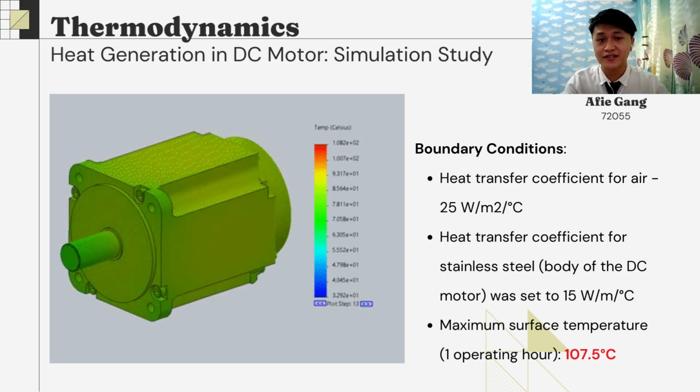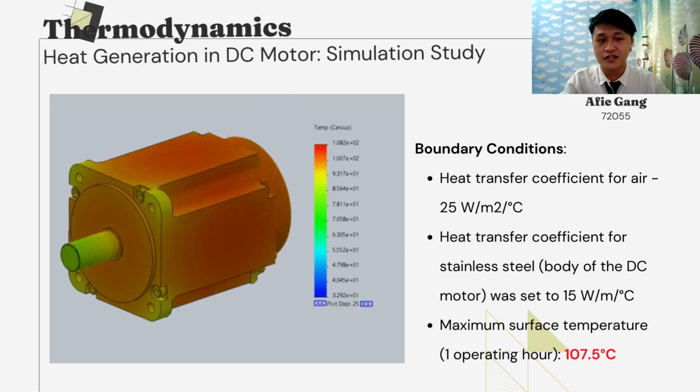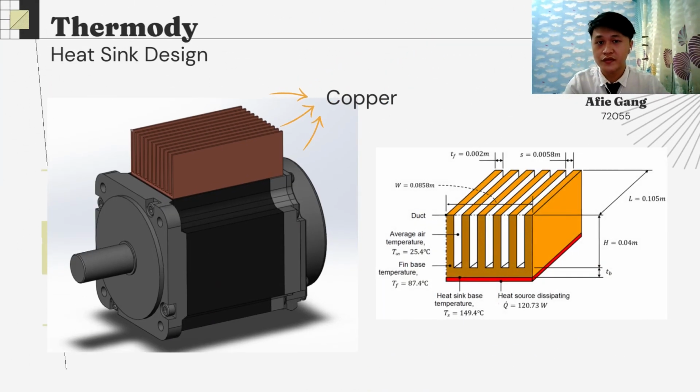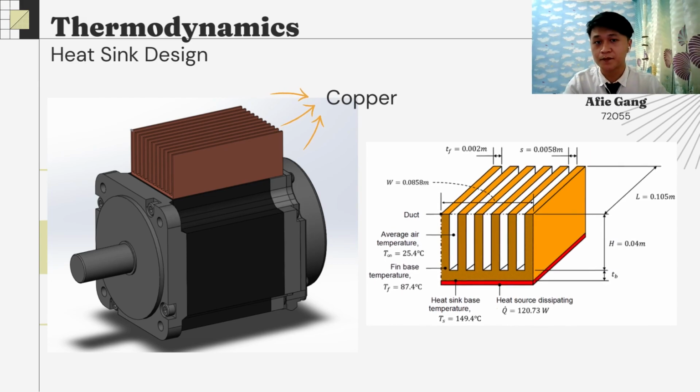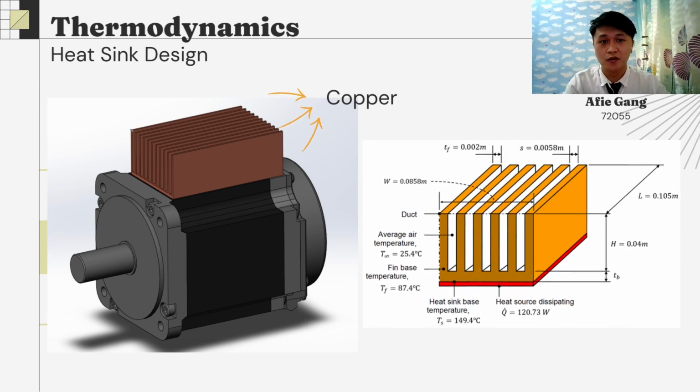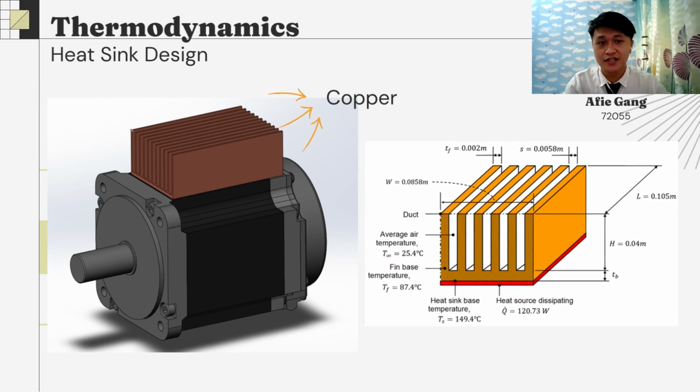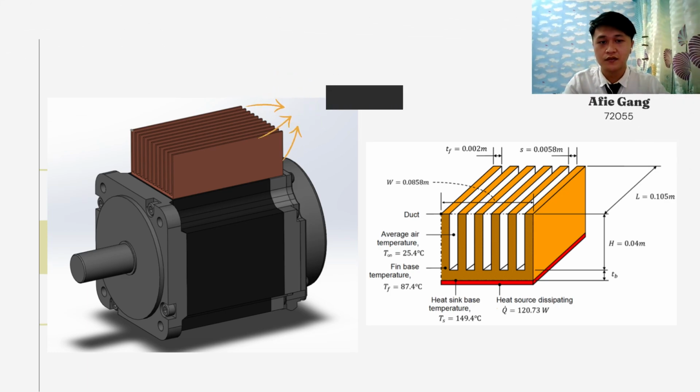It has the risk to exceed permissible winding temperature, and a cooling system is much needed. In order to reduce the surface temperature of the motor, a heatsink has been added at the top of the motor. An analysis has been carried out to find the optimal spacing of the heatsink. The figure on the right side shows the design and dimension of the heatsink.